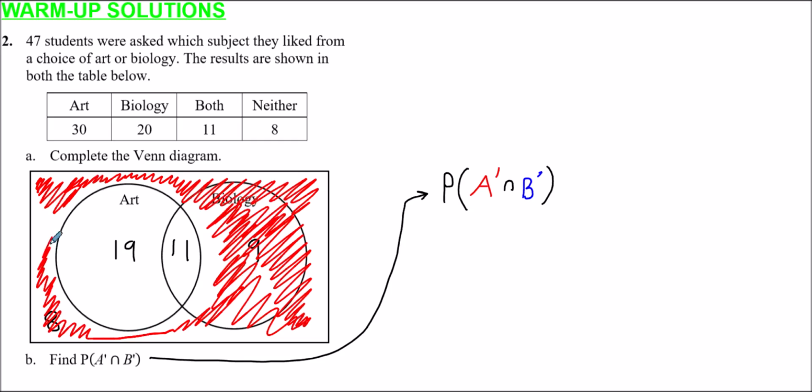The shading doesn't have to be great, just clear enough to make the point. And B dashed, everything apart from this B circle, is going to be everything apart from the biology circle. So we're looking at all of this here.